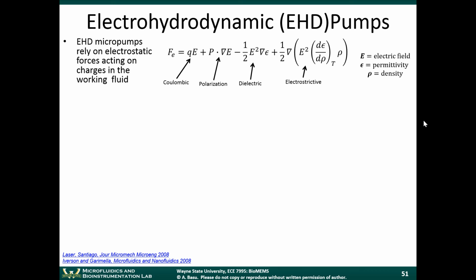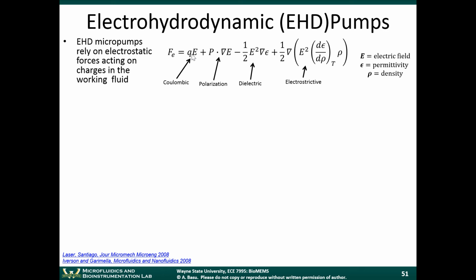Electrohydrodynamic pumps consider the Coulombic interactions as well as multiple other factors that can generate an electric force. So these are all the different electrostatic forces that act on charges in the fluid. We talked about one of them earlier with the electroosmotic flow. That was the Coulombic interactions. You had some charges in the channel, and the electric field that you put across there was dragging those charges forward.